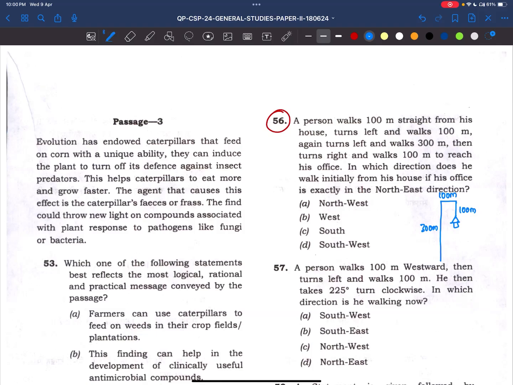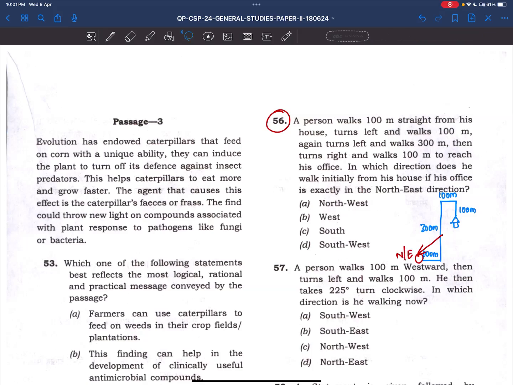Then what is he doing? Then turns right and walks 100 meters to reach his office. Here is the office. Now, in which direction does he walk initially from his house if his office is exactly in the northeast direction? Let me see. This is his office. Okay, he's telling us this is in the northeast direction.